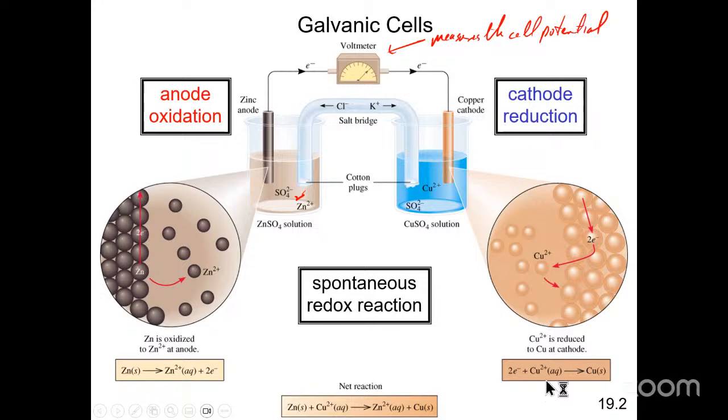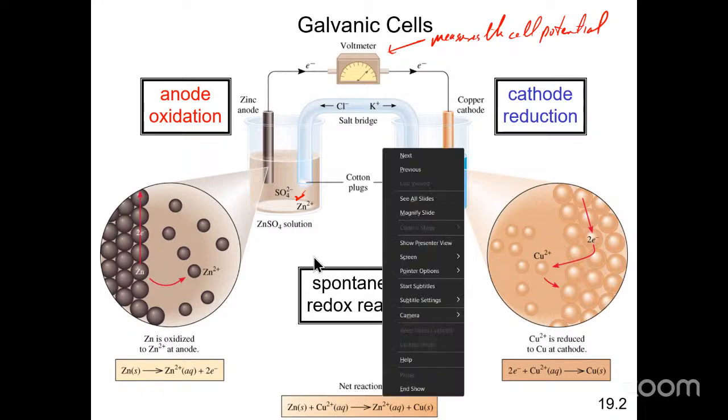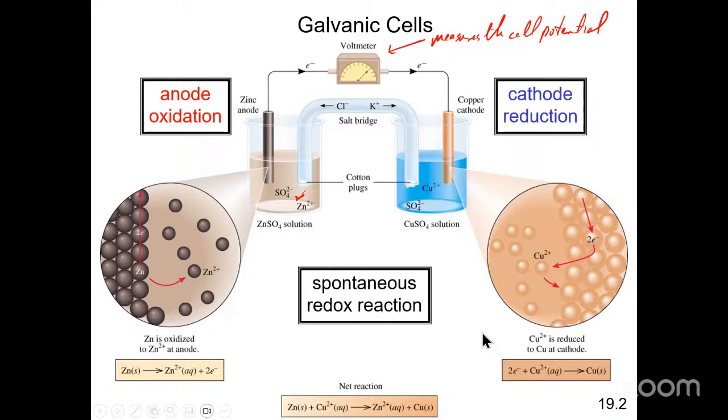As we said before, the copper 2+ will gain 2 electrons to form the copper solid, right? So this is something that spontaneously happens. If you remember from the previous chapter, a spontaneous process means that the process will occur without any intervention on anybody's part. And this is basically what will happen. When you set this up, the current will just start flowing from the anode to the cathode, all right?